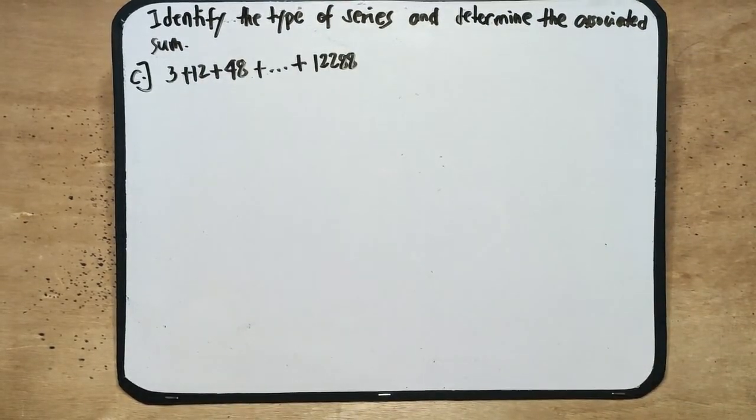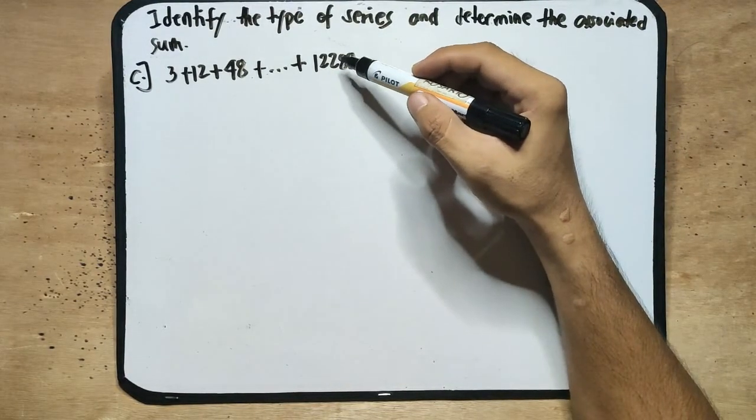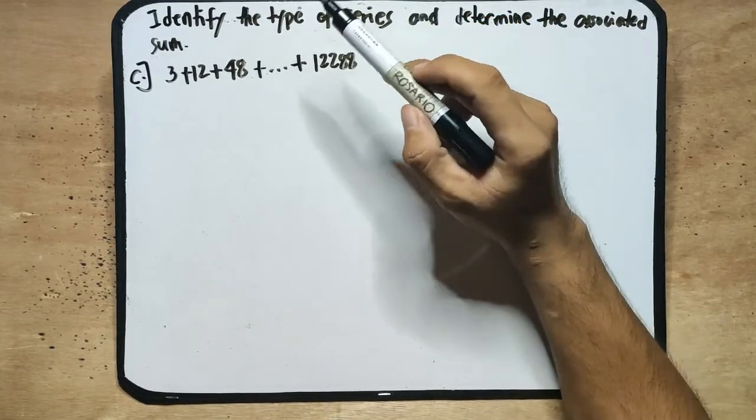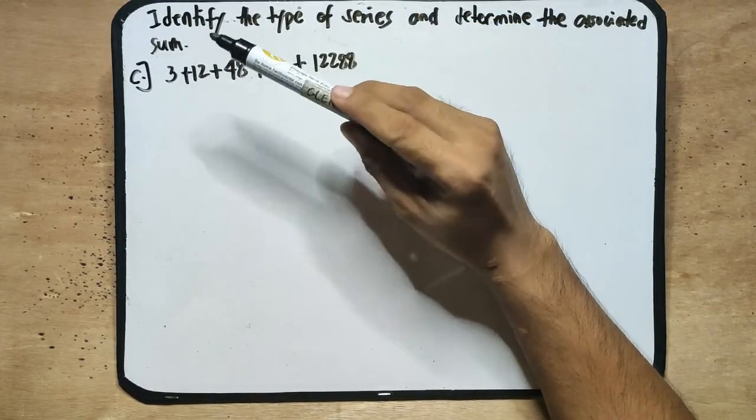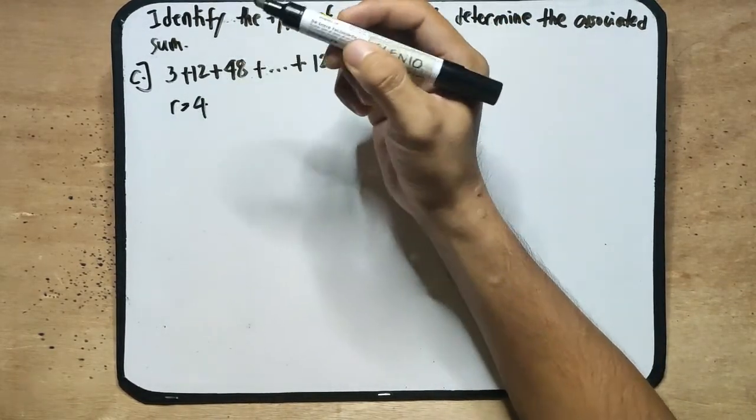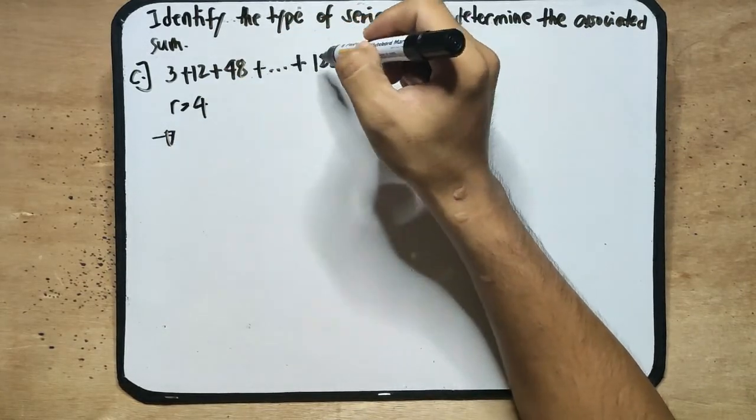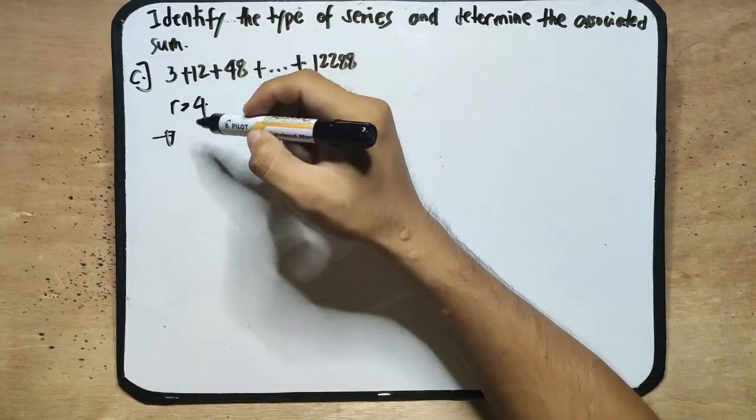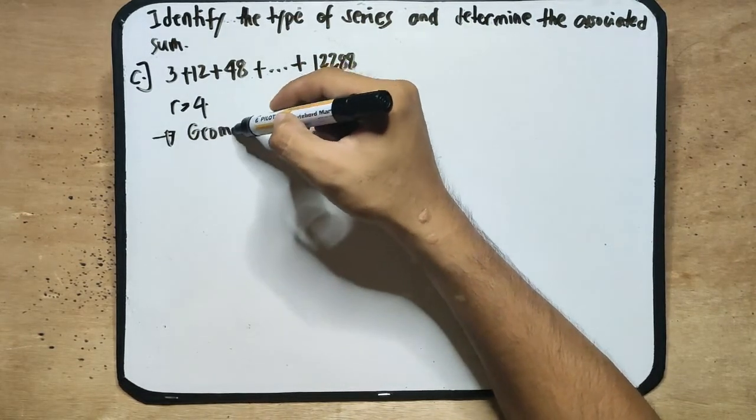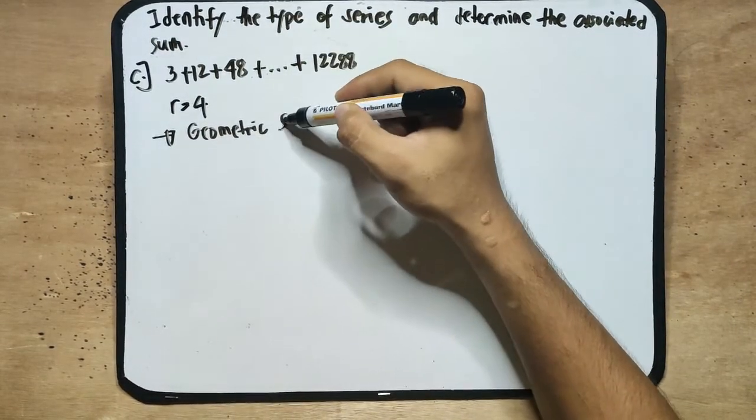For the last item, we identify the type of series for this one. The terms are 3 plus 12 plus 48 up to the last term, which is 12,288. So let's try to identify if it has a common ratio. We have 48 divided by 12 is 4. 12 divided by 3 is 4. So it has a common ratio, which is 4. So definitely, and it has a last term, this is a finite geometric series, or let's just write here geometric series.